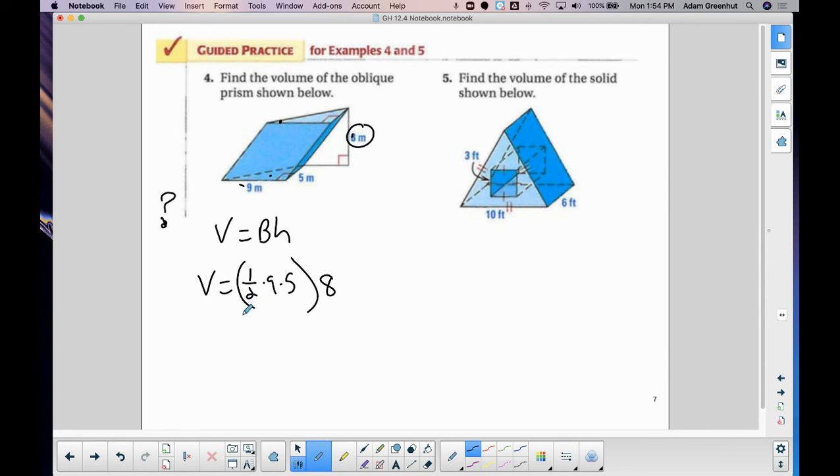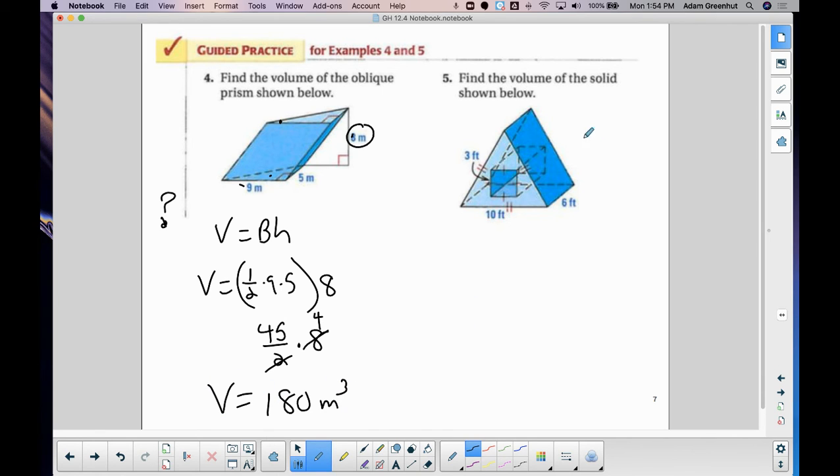So I'm going to find the volume by taking the area of this, which would be 45 over 2, and multiply it by 8. And since 2 goes into 8 4 times, 45 times 2 is 90, times 2 is 180 cubic meters would be the volume.